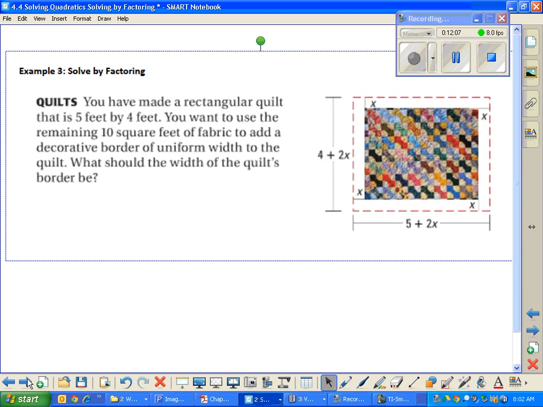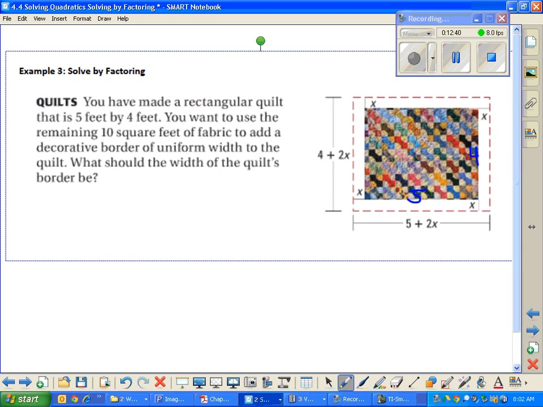It says, you have made a rectangular quilt that is 5 feet by 4 feet. So I like to kind of mark up my diagram a little bit. This part of my quilt is 5 feet, and that part of my quilt is 4 feet. You want to use a remaining 10 square feet of fabric to add a nice border that's the same width all the way around, uniform width to the quilt. And we're going to answer this question: what should the width of the quilt's border be?